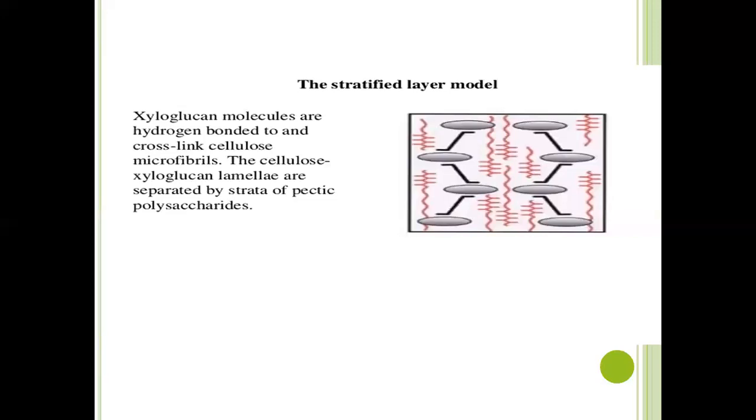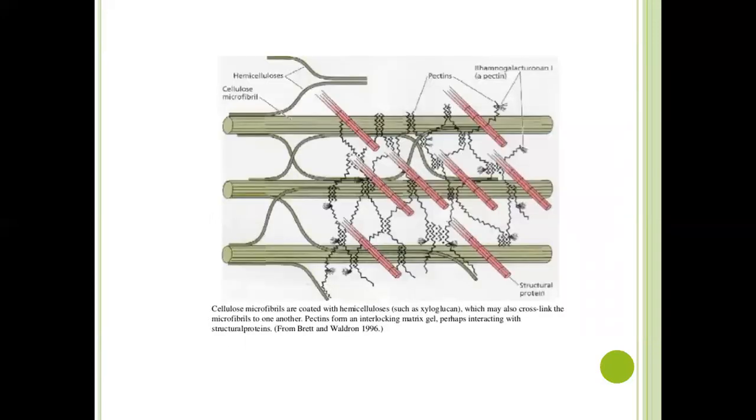The stratified layer model: the xyloglucan molecules are hydrogen bonded to and cross-link cellulose microfibrils. The cellulose-xyloglucan lamellae are separated by strata of pectic polysaccharides. They form this structure, that is, cellulose microfibrils.